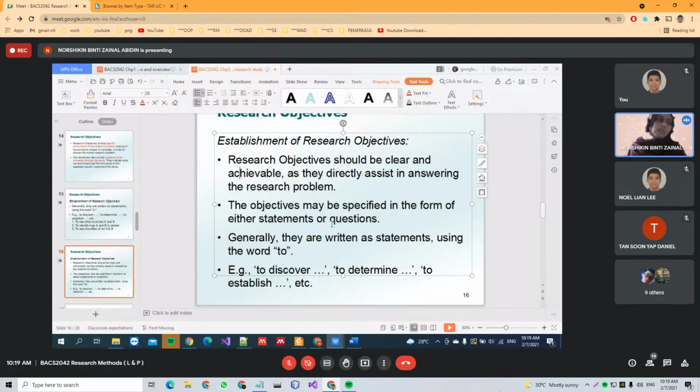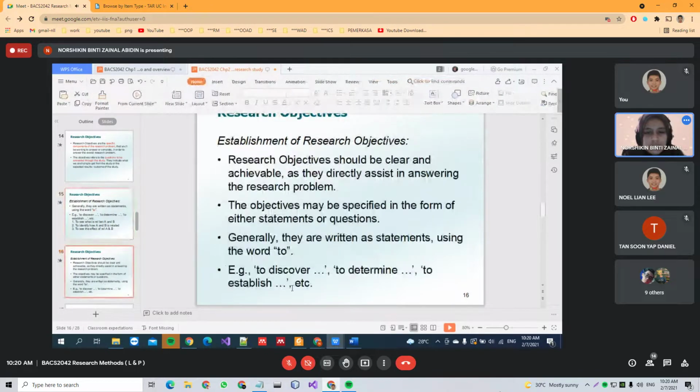Because your objective, your RO, is something that you use to answer your problem statement. And then it may be specific in the form of a statement or question. They are written as statements using words like to discover, to determine. Basically, this is the example of how you're going to write your RO, research objective.